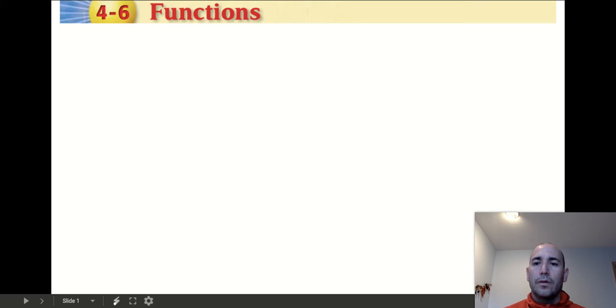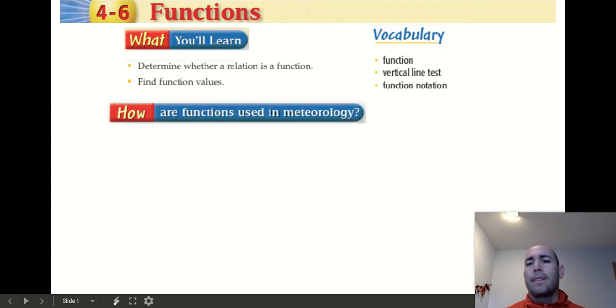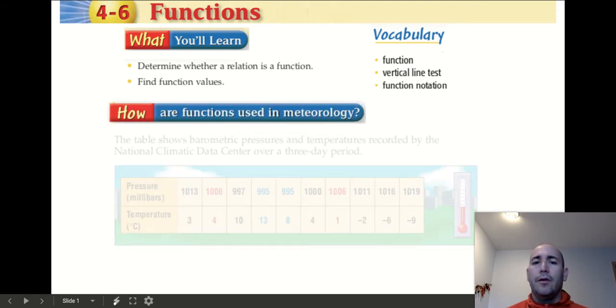All right, so we're going to be working on chapter 4, lesson 6, and we're going to be talking about functions. So, the learning objectives for today are to determine whether a relation is a function and find the values of functions. Some of the vocabulary to keep in mind are what is a function, the vertical line test, and function notation.